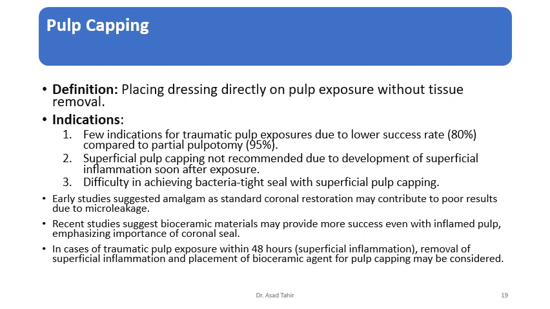Early studies suggested amalgam as the standard coronal restoration may contribute to poor results due to microleakage. Recent studies suggest bioceramic materials may provide more success even with inflamed pulp, emphasizing the importance of coronal seal. In cases of traumatic pulp exposure within 48 hours with superficial inflammation, removal of superficial inflammation and placement of a bioceramic agent for pulp capping may be considered.